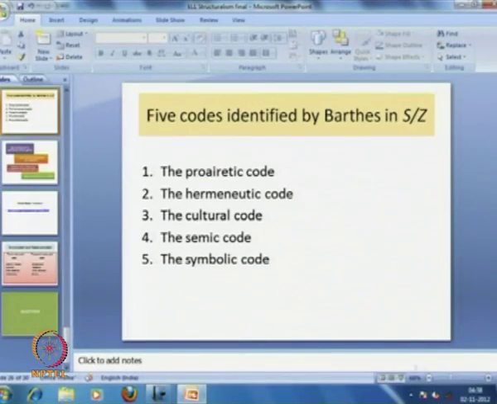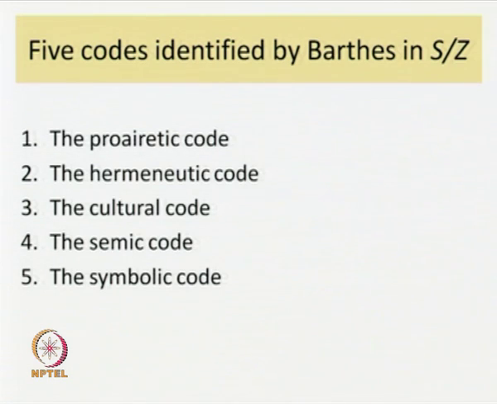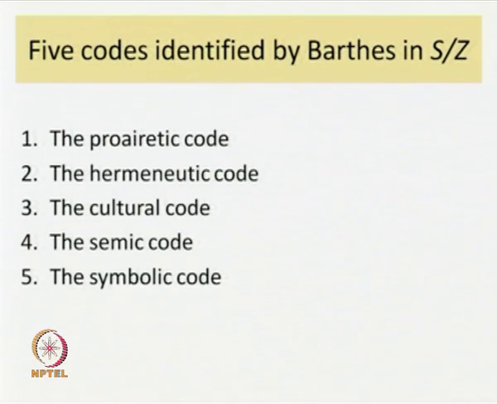There are many others. For instance, Roland Barthes also talks about certain codes, right? He talks about the five codes which were identified by him in his again seminal work, S/Z. He calls that a text. He says that a text may be read from the point of view of codes that are signified by the text, these being the symbolic, the semic, cultural, hermeneutic and the proaretic code.